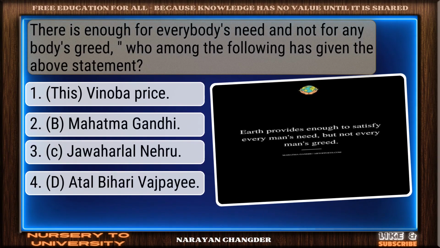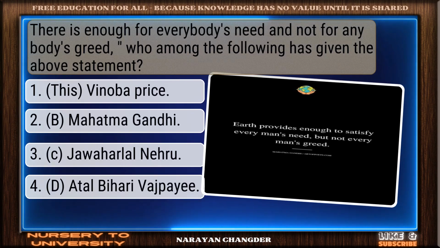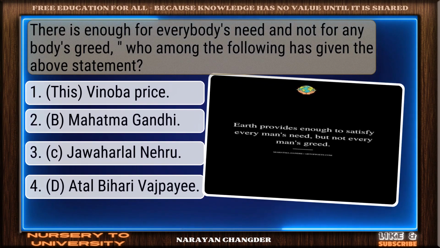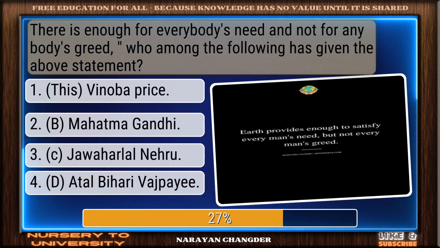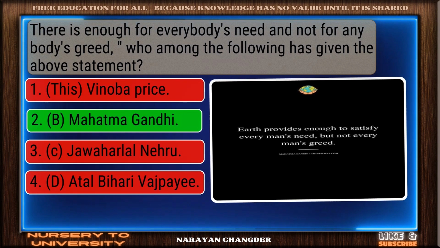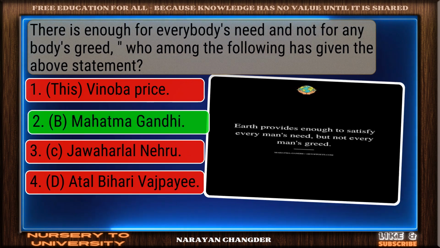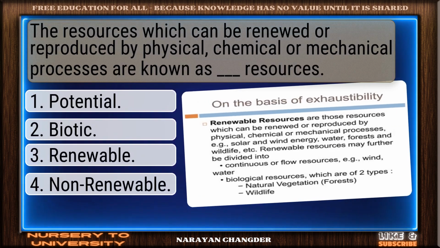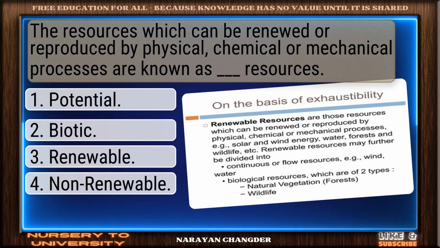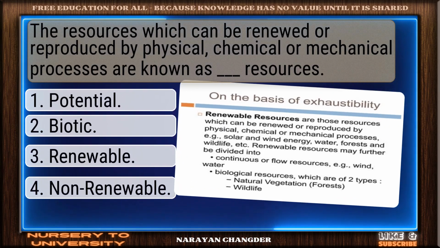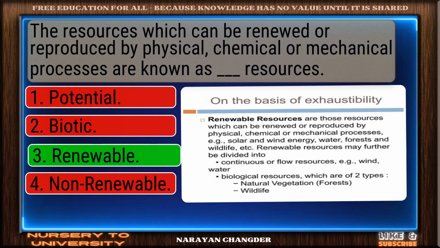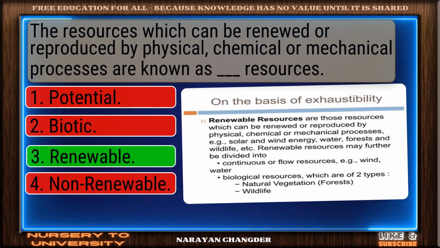There is enough for everybody's need and not for anybody's greed. Who among the following has given the above statement? Right again. Mahatma Gandhi is valid. The resources which can be renewed or reproduced by physical, chemical, or mechanical processes are known as dash resources. Clear logic. Renewable is sound.